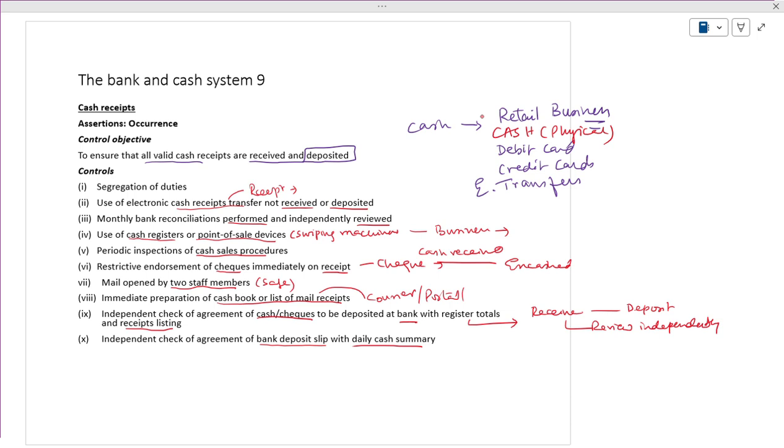That is the reason in most of the cases, today's cash will be deposited the next day. There is a standing instruction that you have to deposit before 11. That is the occurrence. These are the controls. You see there are so many controls here, almost 10 controls, and there is a receipt.